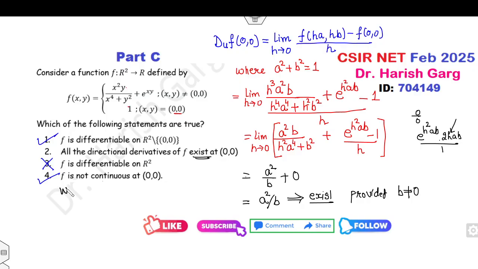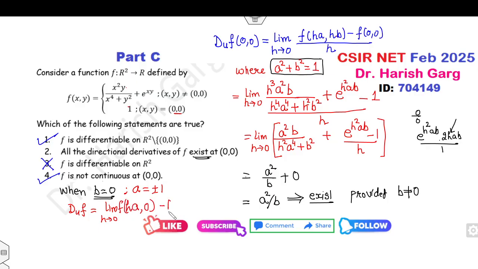Now what will happen when b is equal to 0? Based on this condition, if b is equal to 0, the value of a is plus or minus 1. Then you can check the differentiability. Limit h approaches 0 of f(h a, h b), where b is 0, minus f(0, 0), divided by h. So f(h a, 0) will be 0. E raised to power 0 is 1, minus 1, over h, as limit h approaches 0. The answer is 0, which also exists.